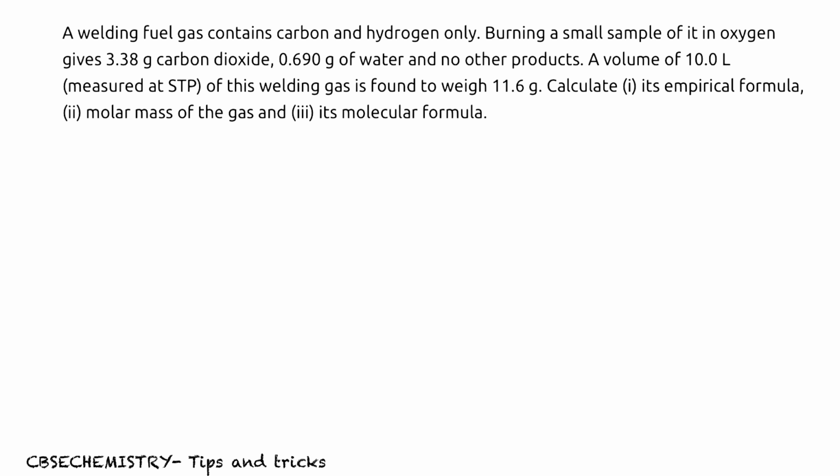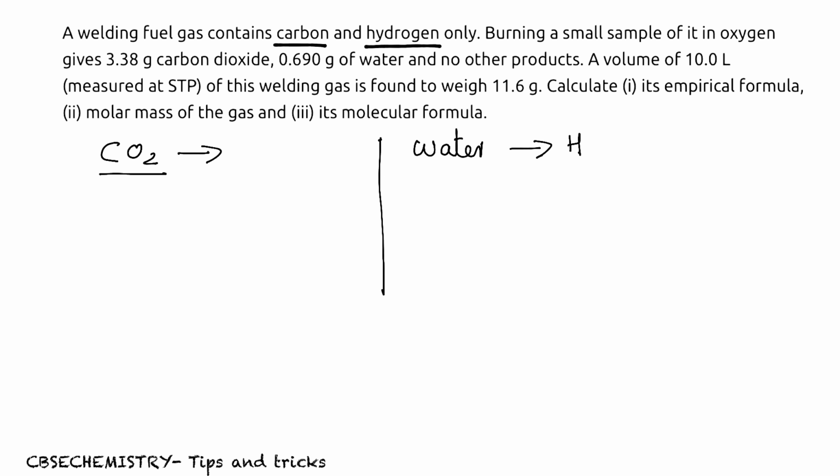As per the question, the fuel gas contains only two types of elements, right? Which are they? Carbon and hydrogen. From the mass of carbon dioxide, we can find the mass of carbon, and from the mass of water, we can find the mass of hydrogen. Hope all of you understand.